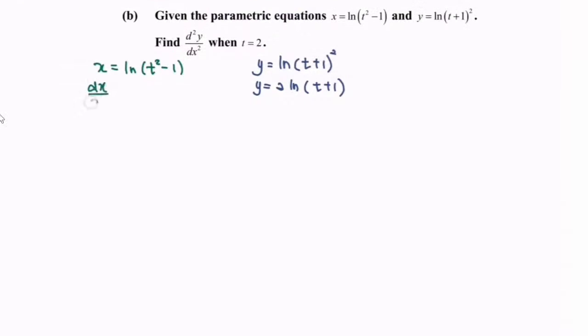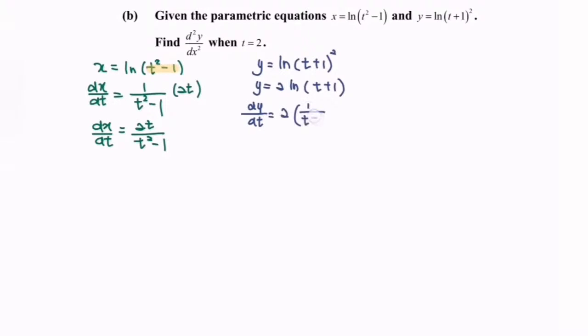Dx dt is equals to 1 over t squared minus 1. Do remember to differentiate the internal function, and we will have 2t. We write the situation. So dx dt is equals to 2t over t squared minus 1. Next, focus on y. Differentiate the y with respect to t, and we will have 2. Differentiate the ln, and we will have 1 over t plus 1. Do remember to differentiate the internal function, and we will obtain 1. Rewrite the situation, dy dt equals to 2 over t plus 1.